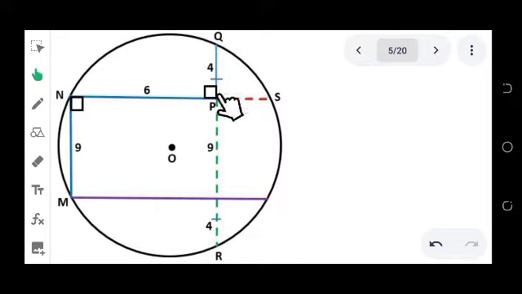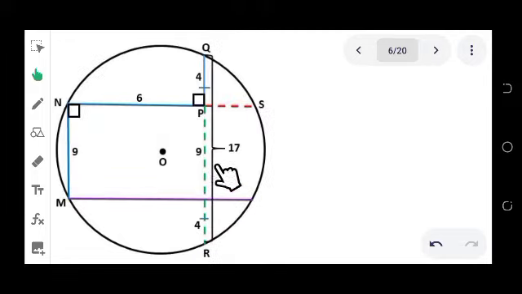And after that, notice that this chord now has segments with measures 4, 9, and 4. So the total length of the chord is 17 units. So this time, we now have two intersecting chords.